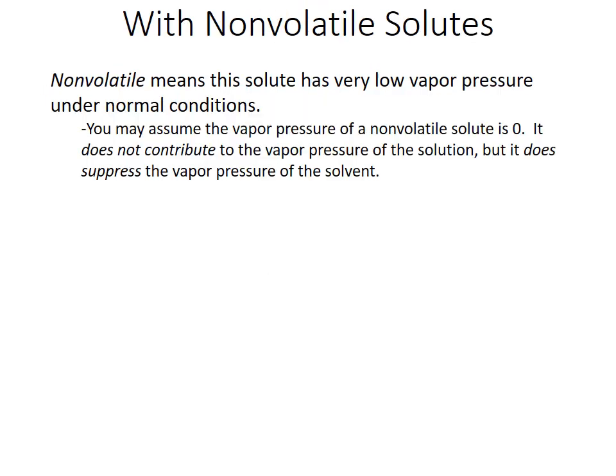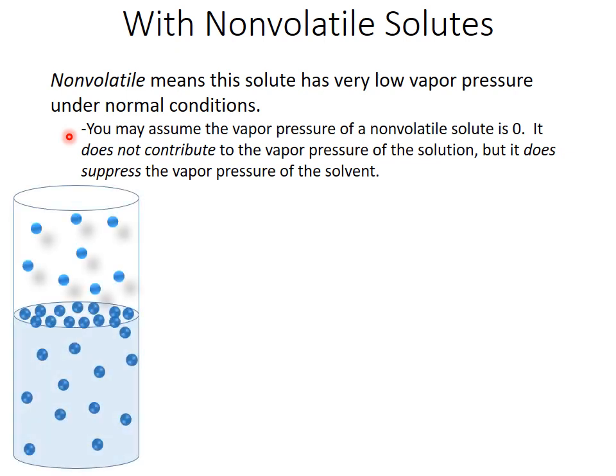With non-volatile solutes, non-volatile means this solute has very low vapor pressure under normal conditions. You may assume the vapor pressure of a non-volatile solute is 0. It does not contribute to the vapor pressure of the solution, but it does suppress the vapor pressure of the solvent.